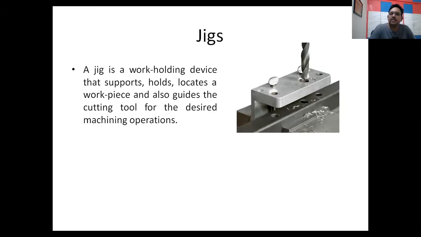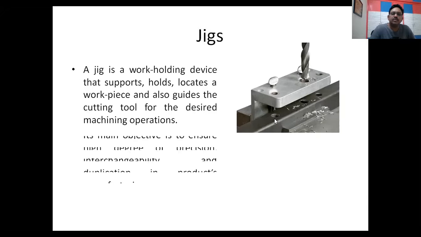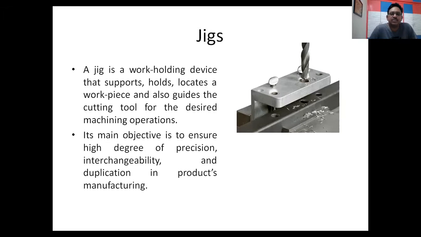So for example, this is how you can make the holes. So the main objective is to ensure high degree of precision, interchangeability, and duplication in products manufactured. So I can easily keep any workpiece, make a drill, and take it out. So interchangeability can happen. We can make many number of duplicate products, same type of identical parts we can manufacture, and the high degree of precision, because it guides the tool, it will locate at a particular place.